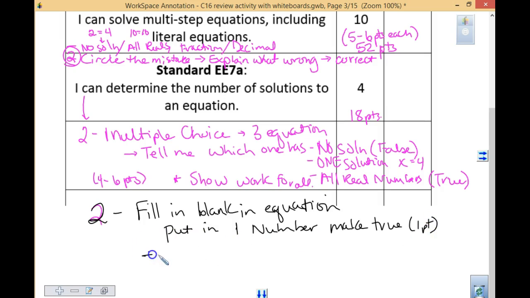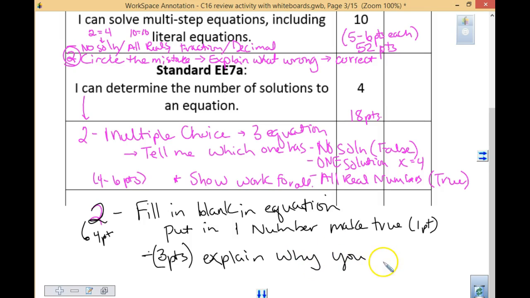And then the other 3 points of each question. So each of these is a 4-point question. Okay, so there's 2 4-point questions. And then the second part is you have to explain why you chose that number. I need to be able to read your writing. I need to make sure I know what words you're using. So you're going to explain why you chose the number that you did.